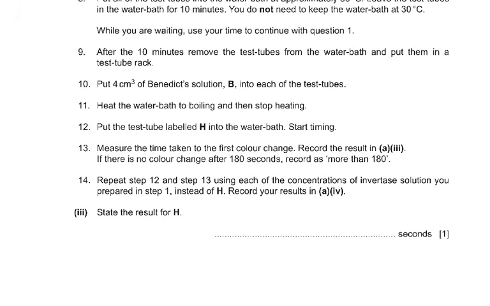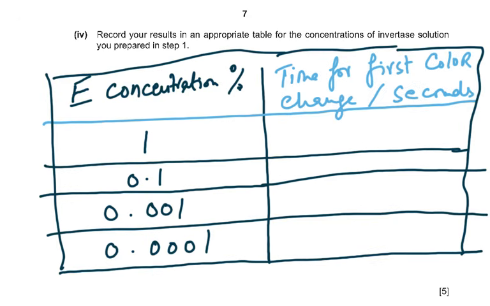Now it says state the results for H. Now the results for H could be anything. Let's say it is 60 seconds. Could be anything. It actually doesn't matter as long as you just give me a figure. So let's say 60 seconds, and because the units are given, you just have to write a number here, a figure here.